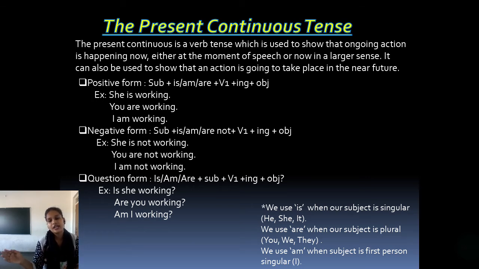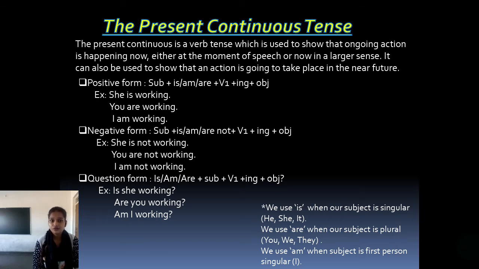So when the action started in the past but is also going on at the present moment, we will write the sentence in the present continuous tense. Also we will talk about an action which we are going to plan in the near future, which will take place in the near future, meaning things that are just about to happen, that will also be included in the present continuous tense. How do we form a sentence in present continuous tense?